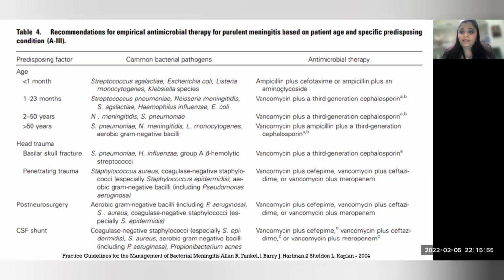Post neurosurgery, or with any EVD, your aerobic gram-negative bacilli, which are mostly hospital acquired, again will become more common. So that is why you will be choosing vancomycin plus cefepime or vancomycin plus ceftazidime, etc. With CSF shunts, again you have CoNS, Staph aureus, and other GNBs which are hospital acquired. So that is why you'll be choosing vancomycin plus cefepime, or vanco plus ceftazidime, or vanco plus meropenem.